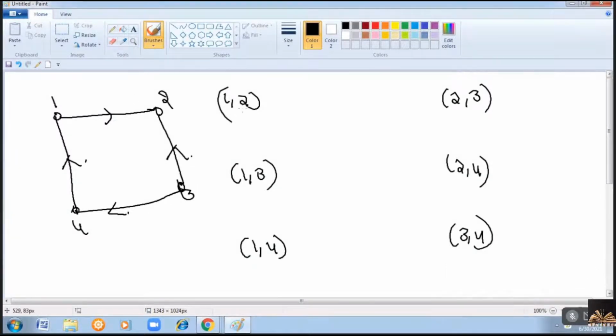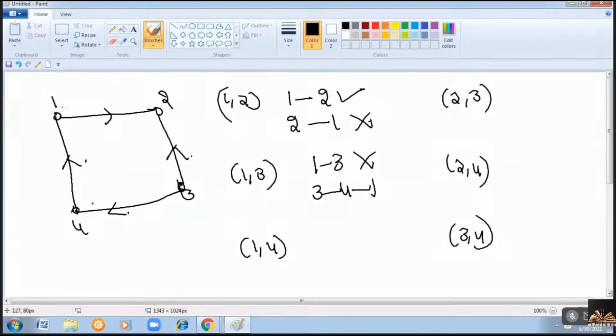So consider this pair 1, 2. From 1 you can reach 2. Can I reach 1 from 2? You cannot reach 1 from 2. Now consider 1, 3. Can I reach 3 from 1? From 1 I cannot reach 3. Can I reach 1 from 3? Yes, 3 to 4, 4 to 1.